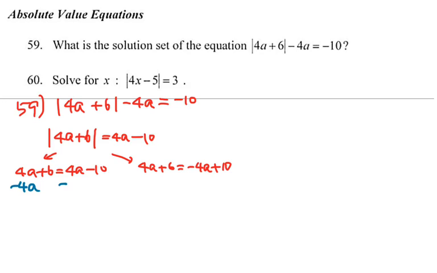Alright, now from the first equation, when you subtract 4a from both sides, you are left with 6 is equal to negative 10. But 6 is not equal to negative 10, so therefore there's no solution. There's no solution from the first equation. How about the second one?